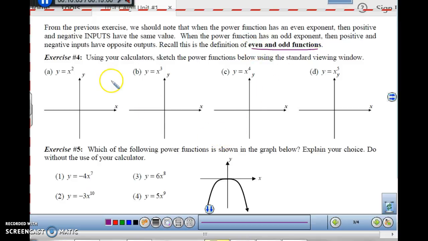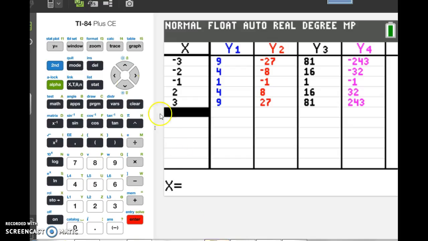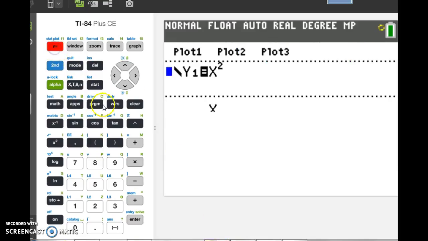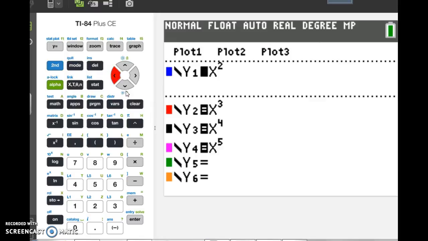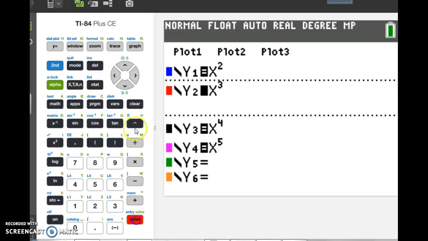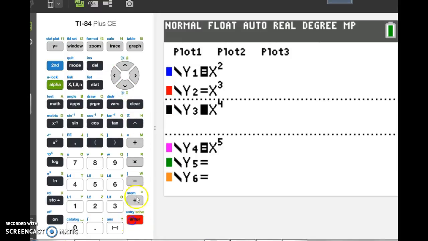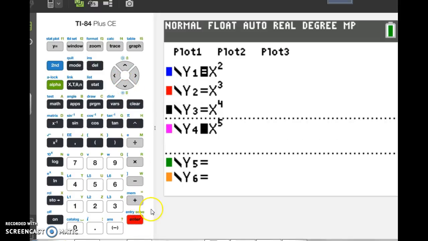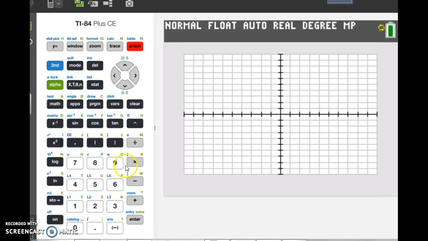Now, using the calculators, let's sketch the power functions using the standard viewing window. I'm going to go to y equals, and shut the other ones off so I can see which one I'm talking about. I'll press enter and shut these off until I'm ready for them. Okay, let's graph y equals x squared. It's going to look like that.